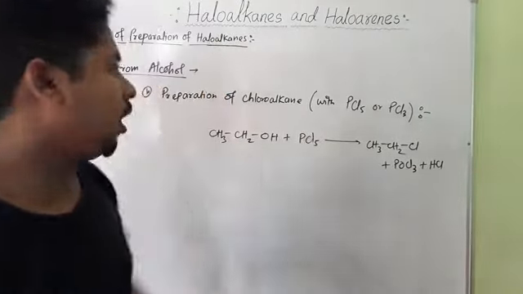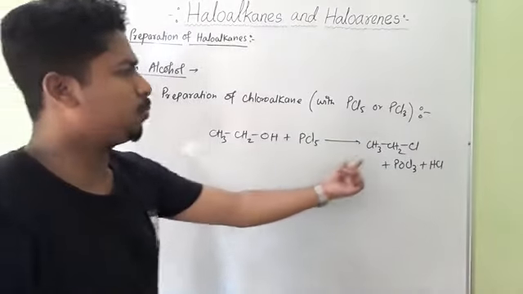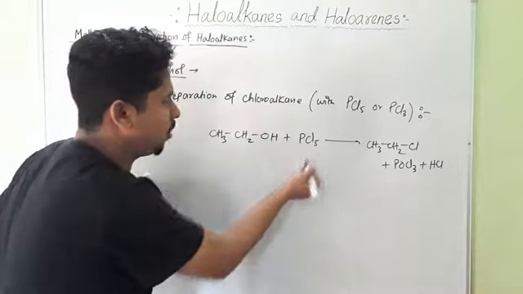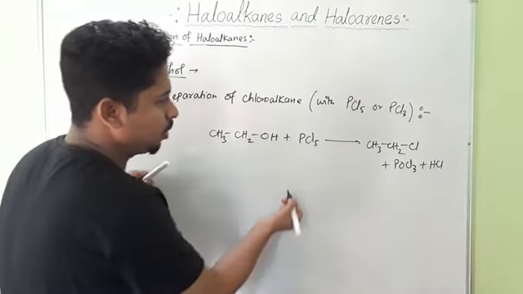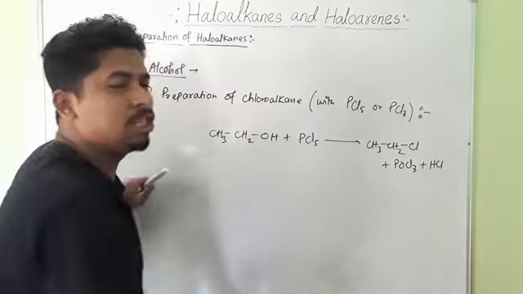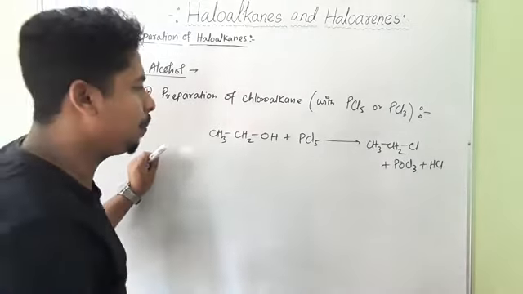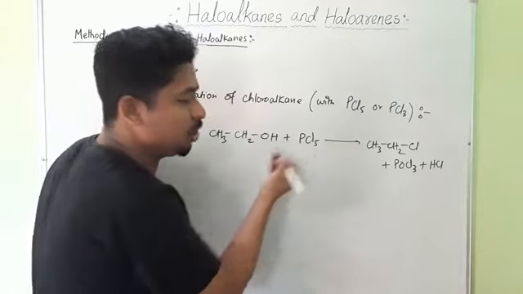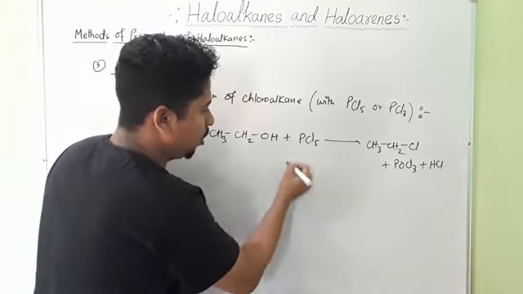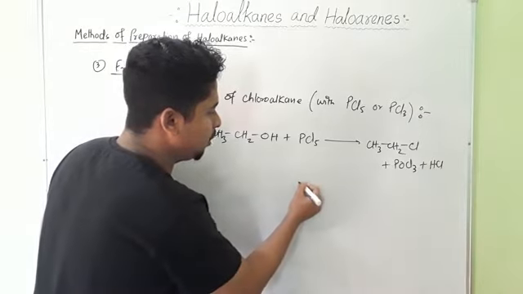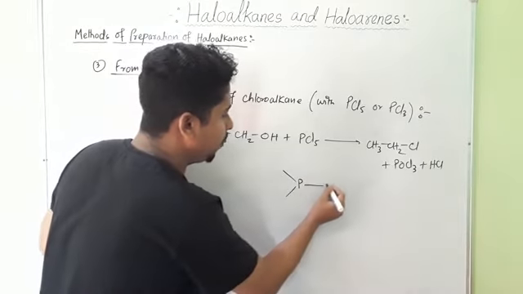Now how is this product formed? You see here this PCl5. What is the shape of this PCl5 molecule? The shape of this PCl5 molecule is trigonal bipyramidal. How can we determine the shape? I am drawing the structure of this PCl5.